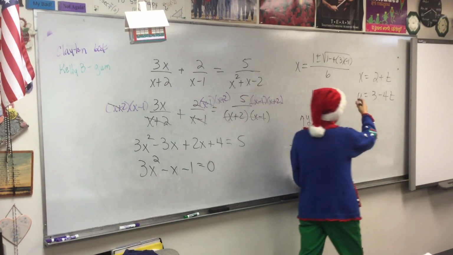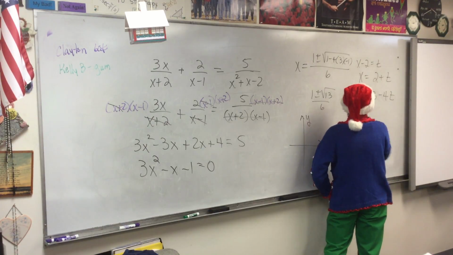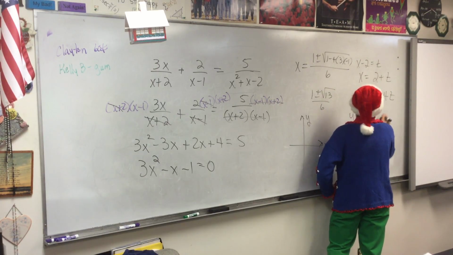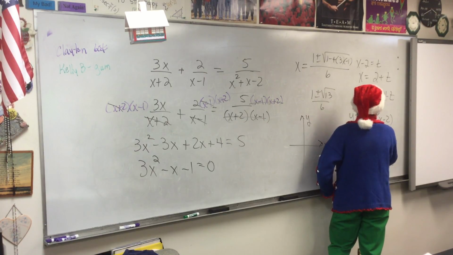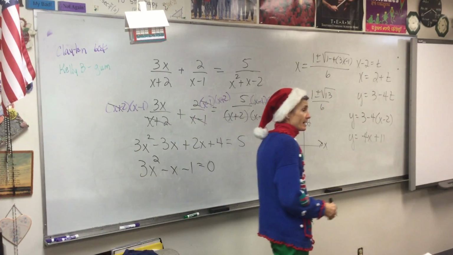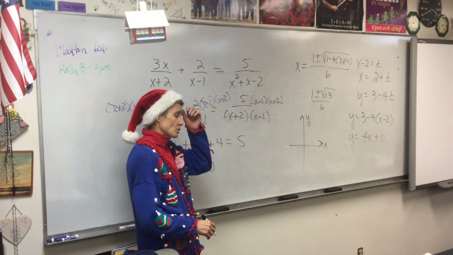So, in this case, I would just say probably x minus 2 equals t. So y equals 3 minus 4 times x minus t. So y equals -4x plus 11. And that would be my direct algebraic relationship or my Cartesian equation.